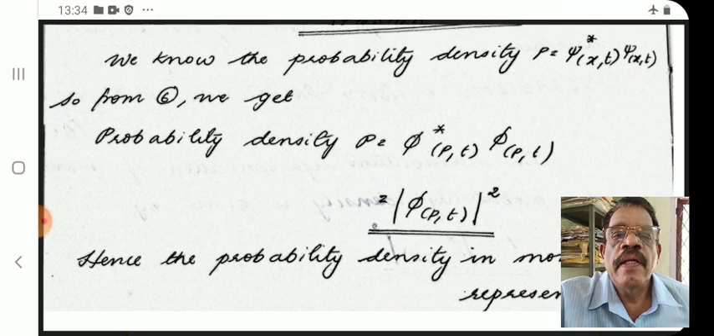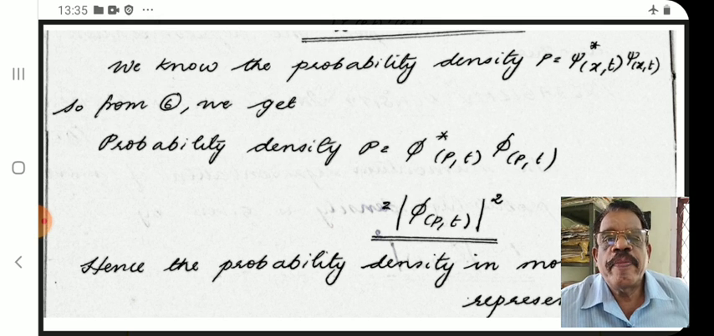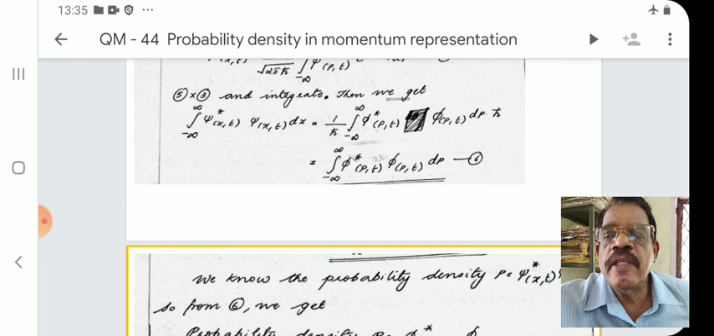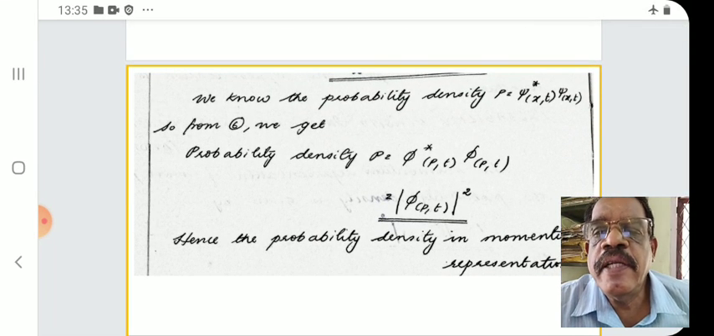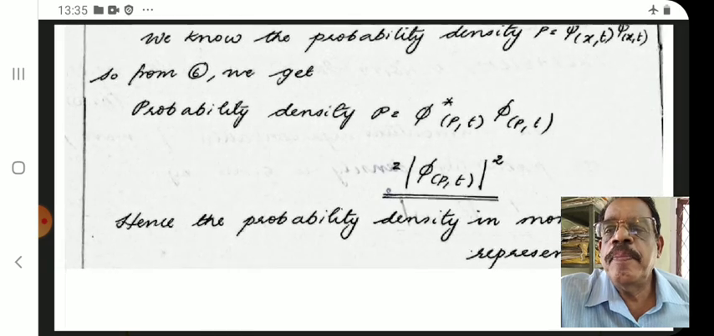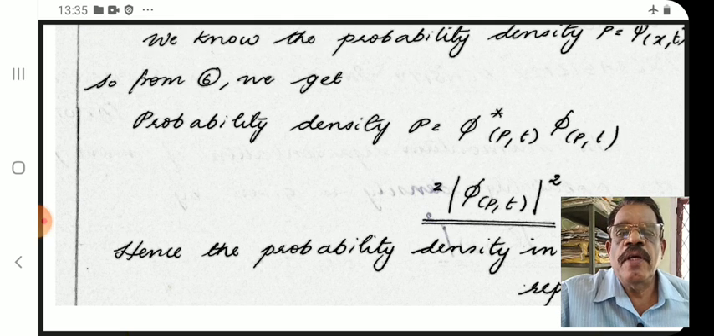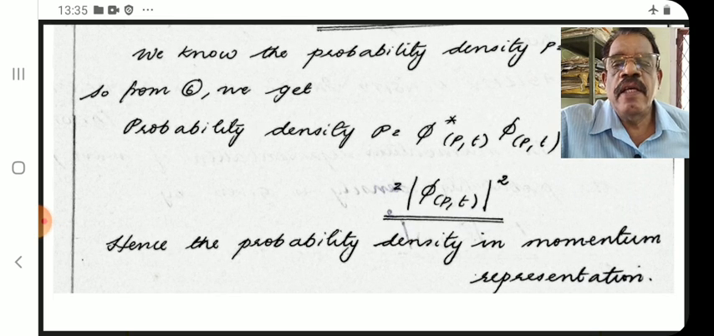You know, ψ*ψ is the probability density in coordinate representation of the wave function. So in momentum representation we can write the probability density P = φ*φ. These two are equal. We have proved in the above equation, in equation number 6, that LHS equals RHS. So instead of LHS, we can write RHS when we determine probability density. Therefore, probability density P = φ*(p,t) φ(p,t) = |φ(p,t)|². Here is the probability density in momentum representation.